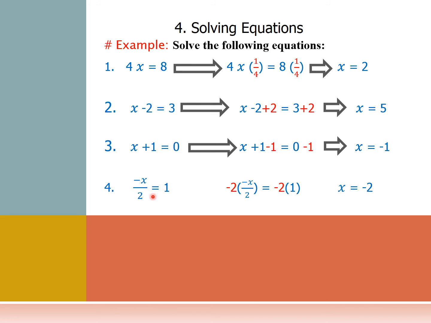And here we have negative x over 2 is equal to 2. You can use cross multiplication, so we have negative x is equal to 2, then multiply by negative 1, and we will have x is equal to negative 2. Or you can multiply by the reciprocal of 1 over 2, which is negative 2. Then negative 2 times negative x, we can simplify 2 with 2, and negative with negative is positive, so we get x. And negative 2 times 1 is equal to negative 2. So we can solve it in different ways.